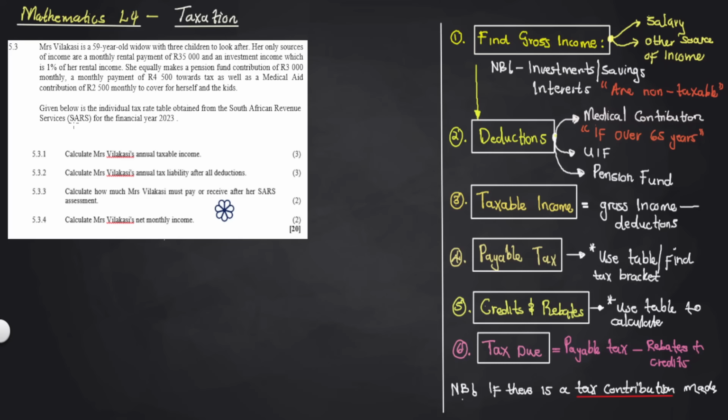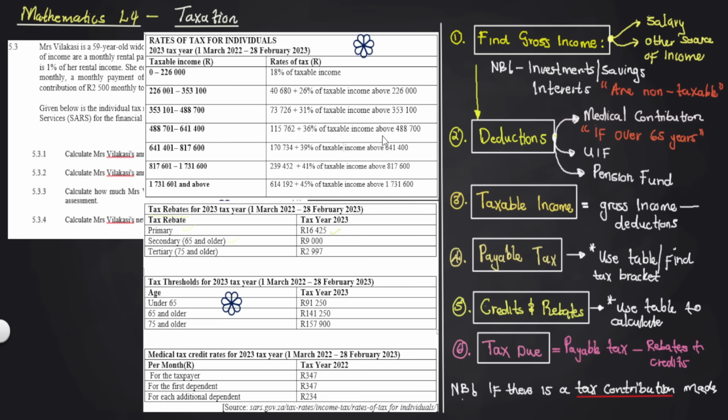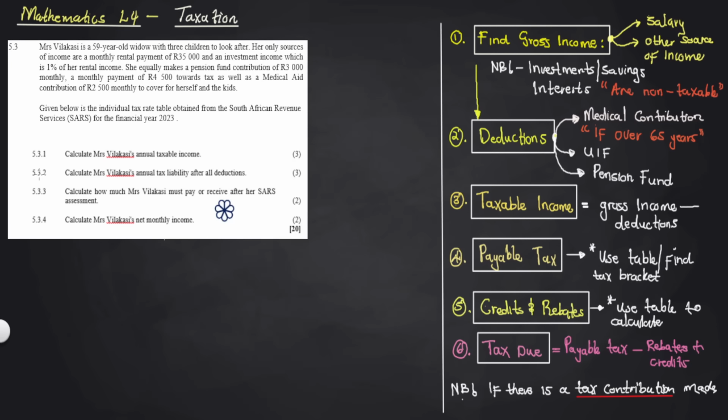Given below is the individual tax rebate table obtained from SARS for the year 2023. They're going to provide it to you. For the first question, calculate Miss Vilakazi's annual taxable income. It's step number 3 in our table. So to work out the taxable income, we need to find the gross income as well as the deductions first. So to answer 5.3.1, we need the gross income first.